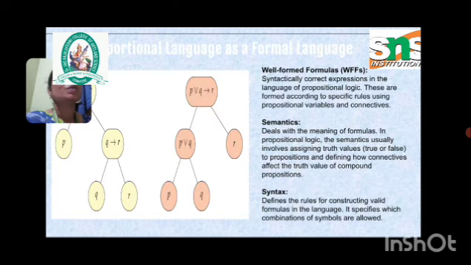The next one is propositional logic as a formal language. We will see this propositional logic as a formal language in the upcoming series.